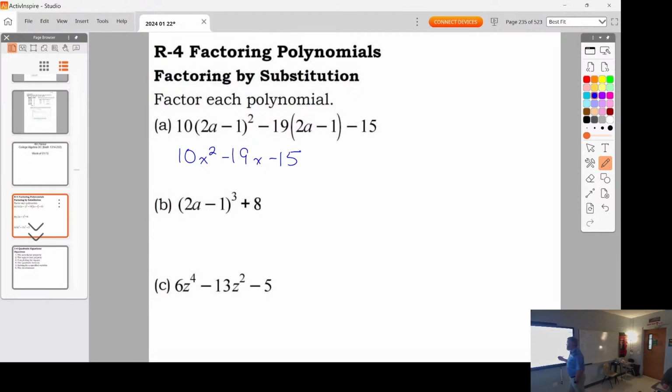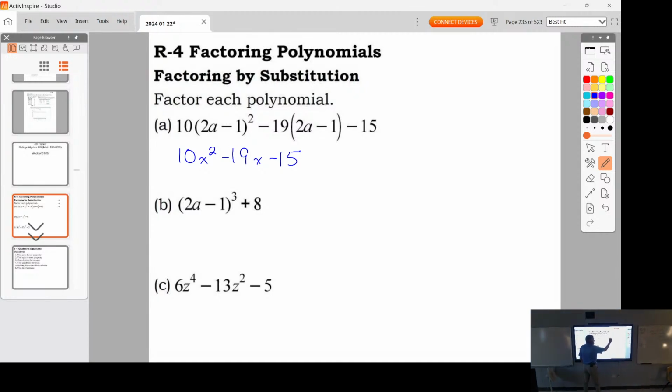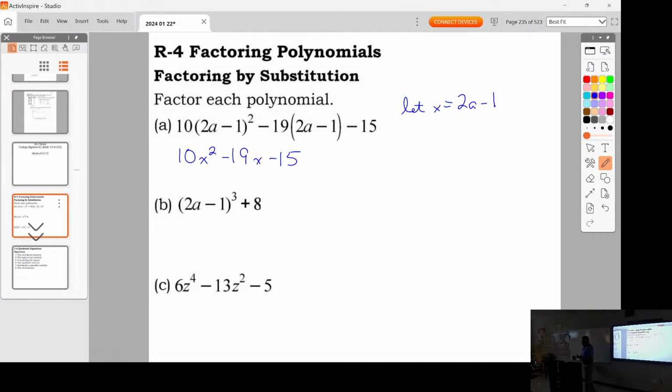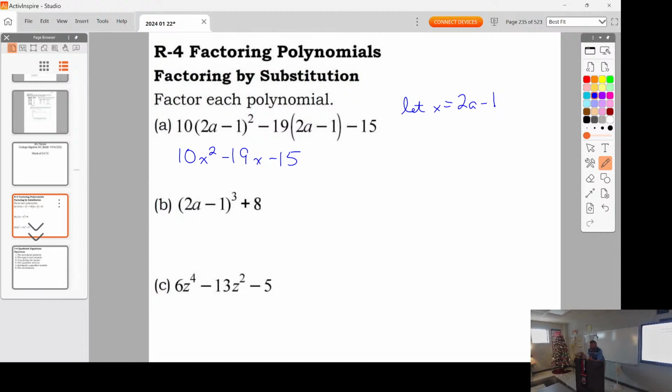So here's what I basically did. I said, you know what? That's an ugly problem. I'm going to let x equal 2a minus 1. If I make that statement, I'm saying these guys are the same. I'm going to work this problem with x's instead of 2a minus 1 because that looks a lot easier. And this is what's called the substitution property.